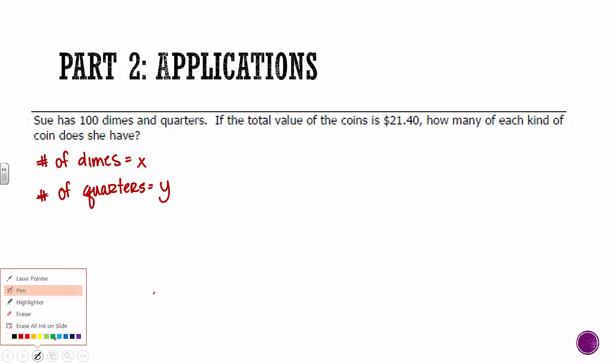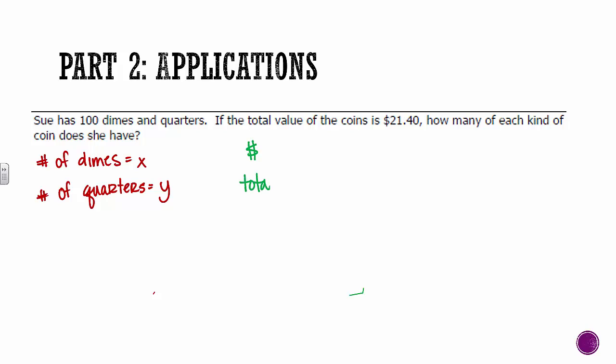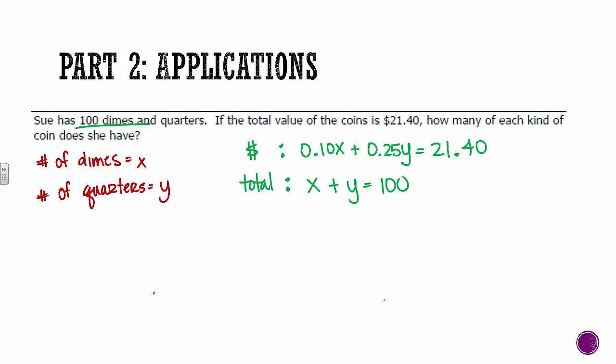So then again, we have 2 equations to come up with. So value and total. The total is a little easier to figure out. However many dimes she has plus however many quarters equals that 100 coins that she has in her pocket. And then the money value, remember dimes are worth 10 cents. So we have 10 cents for every x, and quarters are worth 25 cents for every y. And that has to total $21.40.